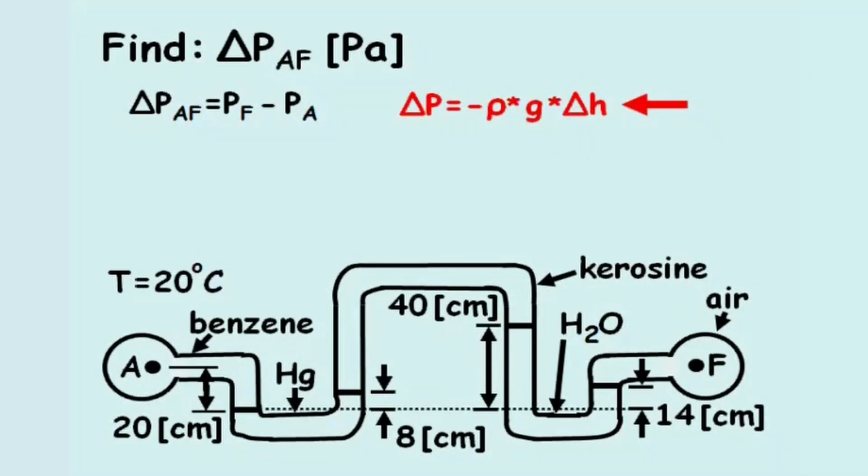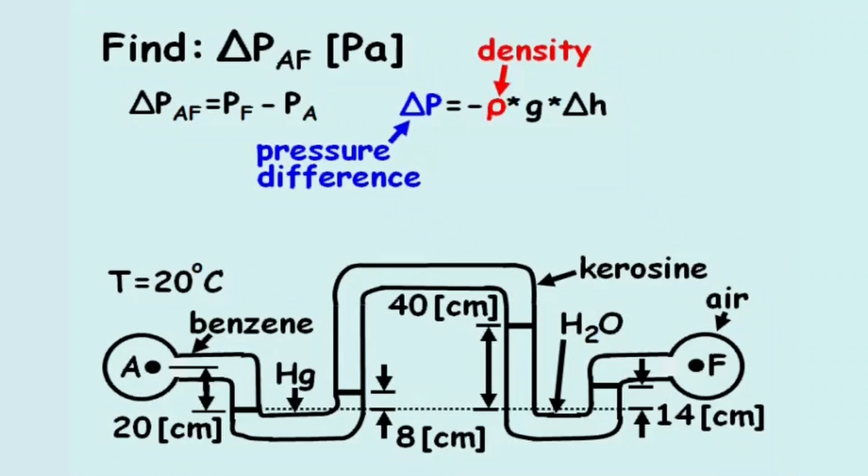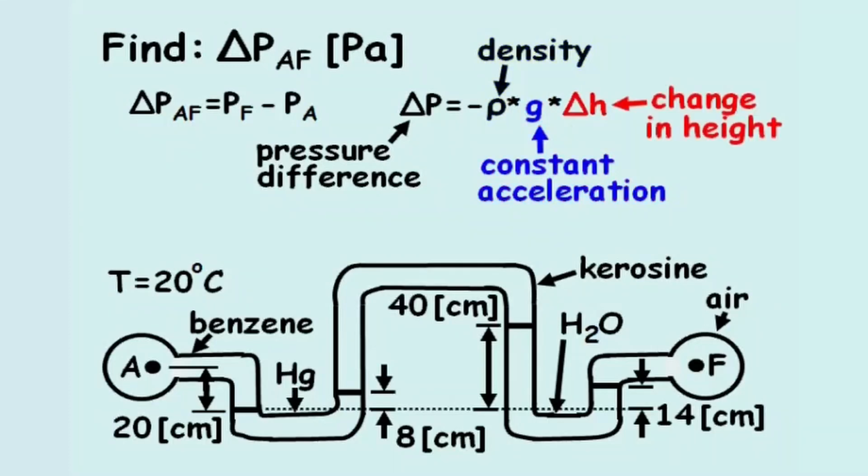a fluid medium. Delta P equals negative rho G delta H, where delta P equals the change in pressure, rho is the density of the fluid, G is the gravitational acceleration constant, and delta H is the change in height in the fluid between the 2 points whose pressure difference is being calculated. This equation is only valid if the density is constant.